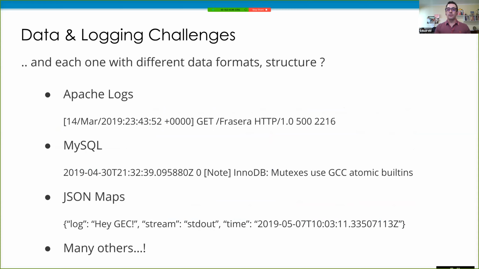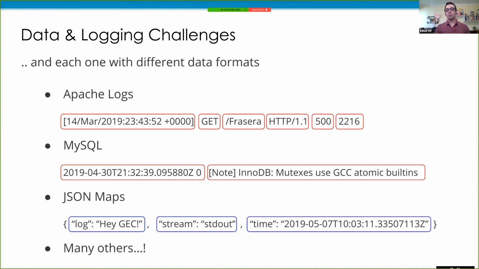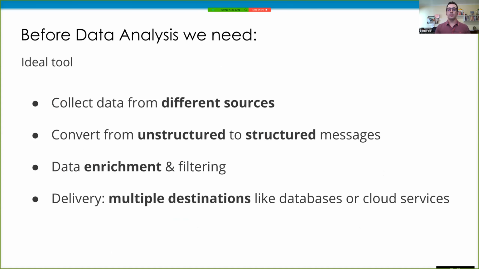In addition, besides centralization, is about dealing with different data formats. As you can see, for example, Apache logs come in an unstructured format, same thing for MySQL and JSON maps and so on. So one of the goals also of a log processor tool like Fluent Bit or Fluentd is the ability to convert this into a structured way and have the notion of key and values with an internal representation in binary format.